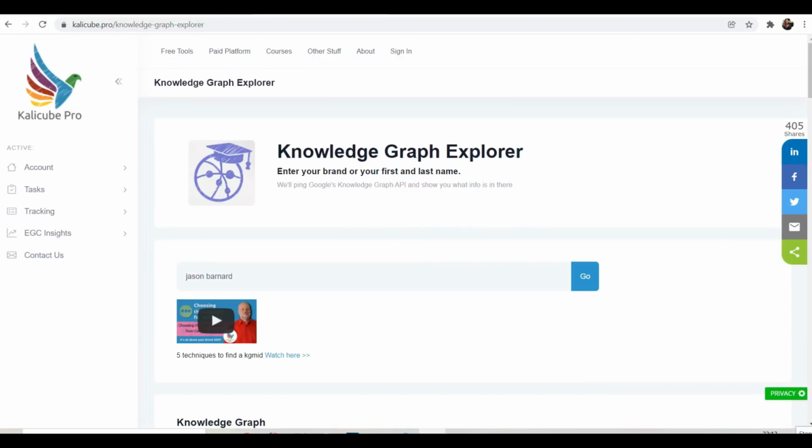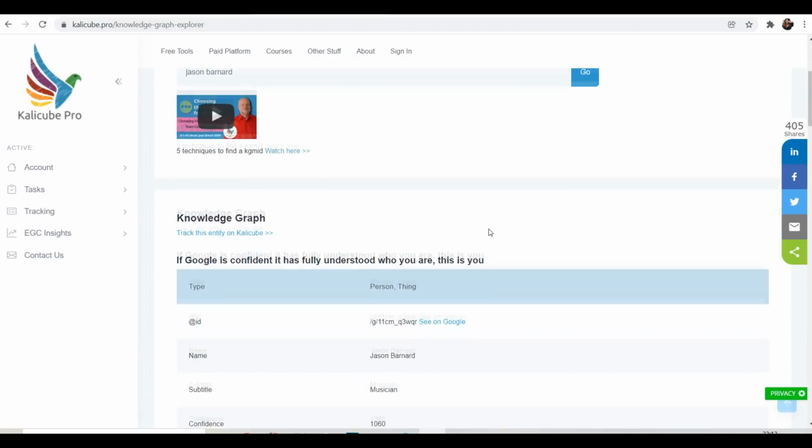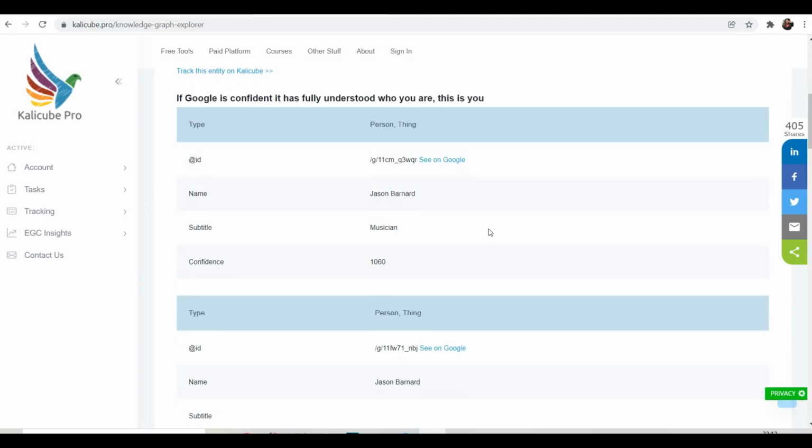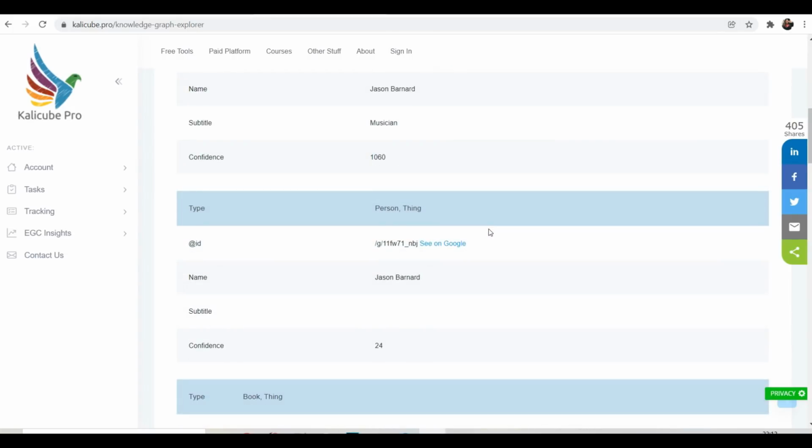And the other thing about PR, it's not just about reputation management, it's also about the knowledge graph and Google's understanding of us in the knowledge graph. What happens with the knowledge graph confidence score? If you've ever looked at Kalicube.pro, the free tool, you can look up in the knowledge graph using the API from Google whether an entity is in the knowledge graph or not, and what confidence Google has.